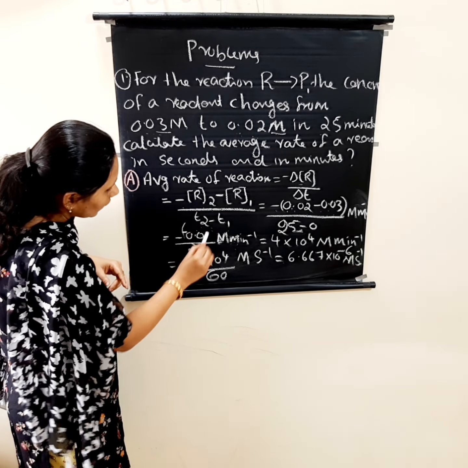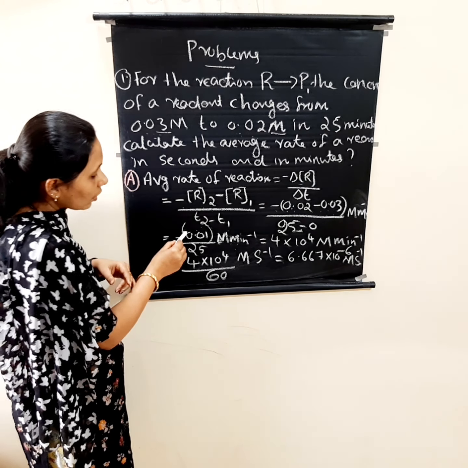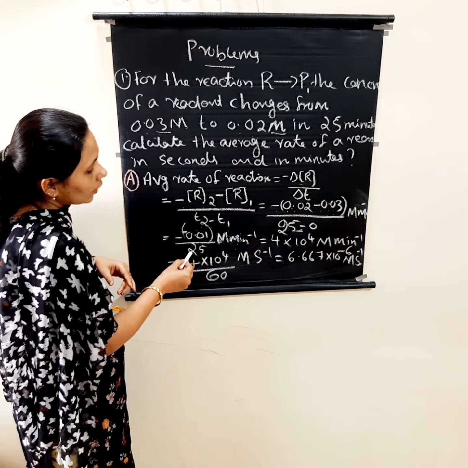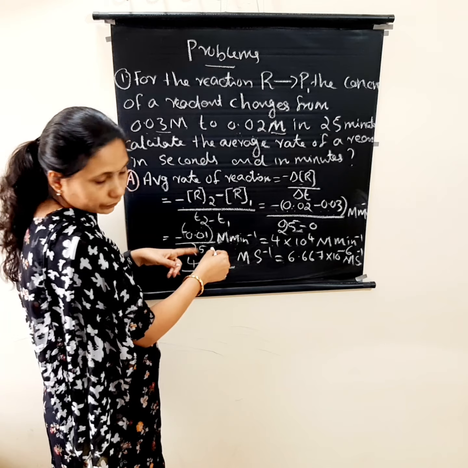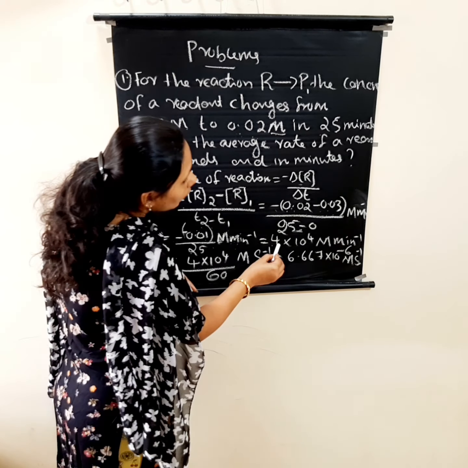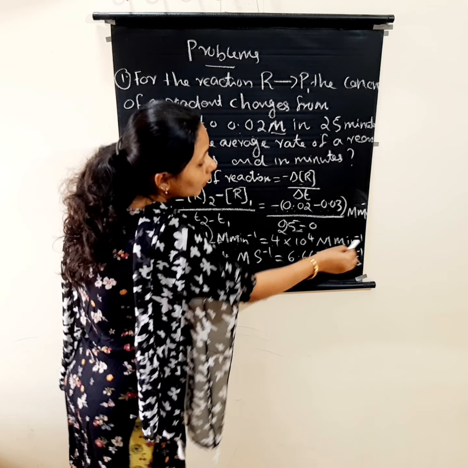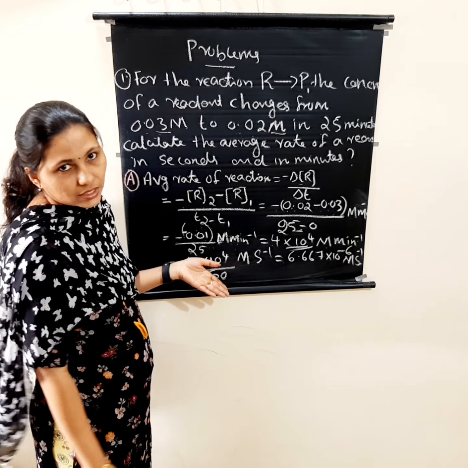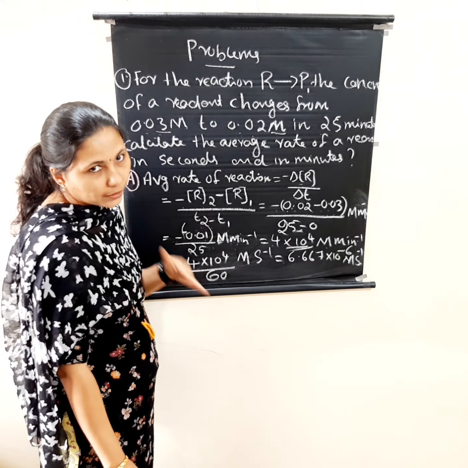So already one minus is there outside. Minus into minus, what will it be? Positive 0.01 divided by 25. So what answer are we getting? After doing the calculation we will get 4 into 10 raised to minus 4 molar per minute. So the average rate in minutes is 4 into 10 raised to minus 4 molar per minute.